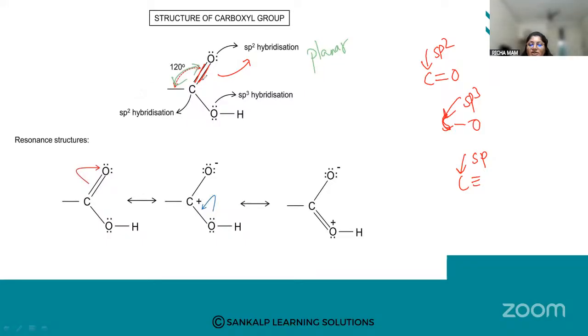Here the carboxyl carbon is less electrophilic than the carbonyl carbon. You can see this oxygen is sp3 hybridized. This one is sp2 because it is associated with a double bond. This is also sp2, and the bond angle is 120. When you see the resonating structures, you can see that the carboxylic carbon is less electrophilic than the carbonyl carbon, and you can find it out through the resonating structures.